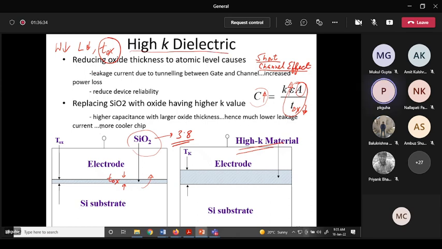So that is what I have written here: leakage current due to tunneling between gate and channel increases, and this will increase power loss if we have a very thin gate oxide, and reduce device reliability. This is what I have said already. Now replacing SiO2 with an oxide having higher K value will do what? Higher capacitance with larger oxide thickness, hence much lower leakage current and a cooler chip, right?